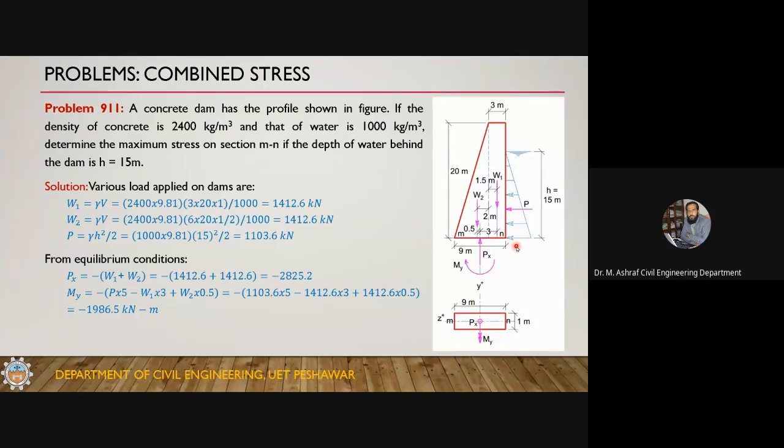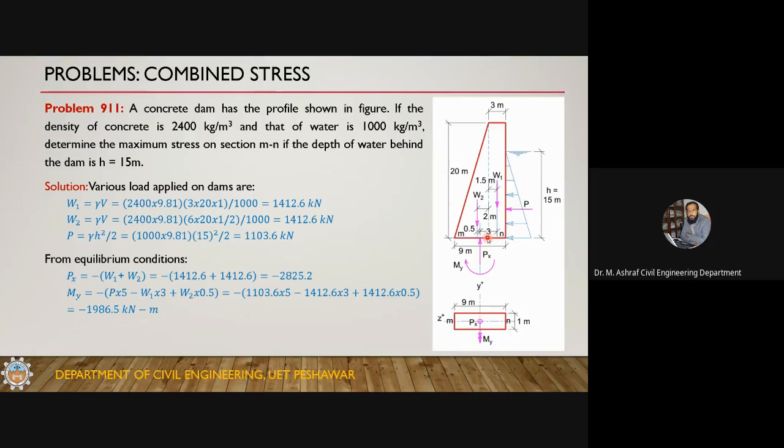First, just investigate what forces are acting on this dam. There are three forces acting on this dam, or you can say two forces. One is the pressure and the other one is the weight of this dam. Pressure is trying to overturn this one, and the weight of the dam is trying to stabilize this dam. Pressure is trying to slide this one, and the weight of the dam results in a friction force that is trying to stabilize this dam.